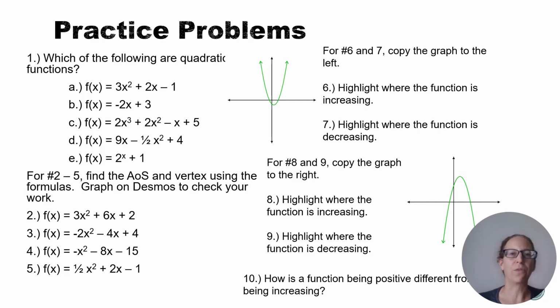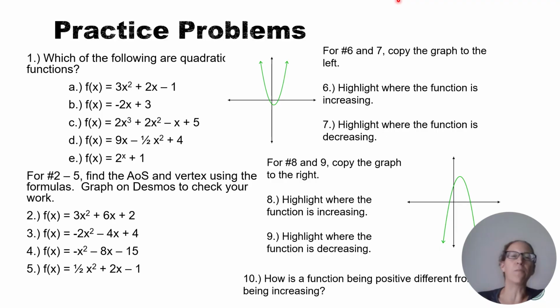All right, so last but not least, you have some practice problems. For number one, it's a multiple select. So which of the following are quadratic functions? So just look at them and say, oh, A, B, and C are quadratics, or whatever your answer choice is. For numbers 2 through 5, find the axis of symmetry and the vertex using the formulas. We did that in this lesson. And then graph them on Desmos to check your work. But you should know what you need to show.